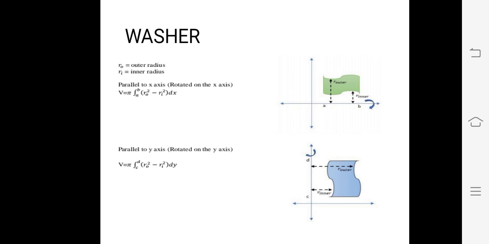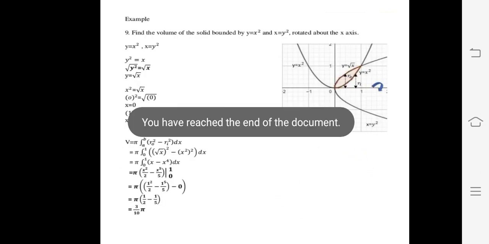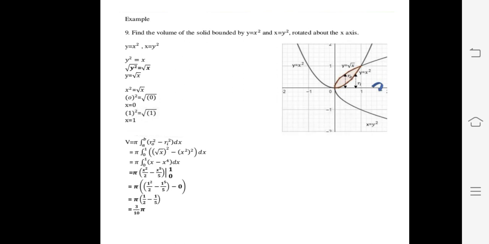If our graph is rotated about the y-axis, the formula we use is volume is equal to pi times the integral from c to d of r sub 0 squared minus r sub i squared dy. So this is our outer and the y-axis, and this is our inner. For example, find the volume of the solid bounded by y is equal to x squared and x is equal to y squared, rotated about the x-axis. So our y is x squared and our x is equal to y squared.